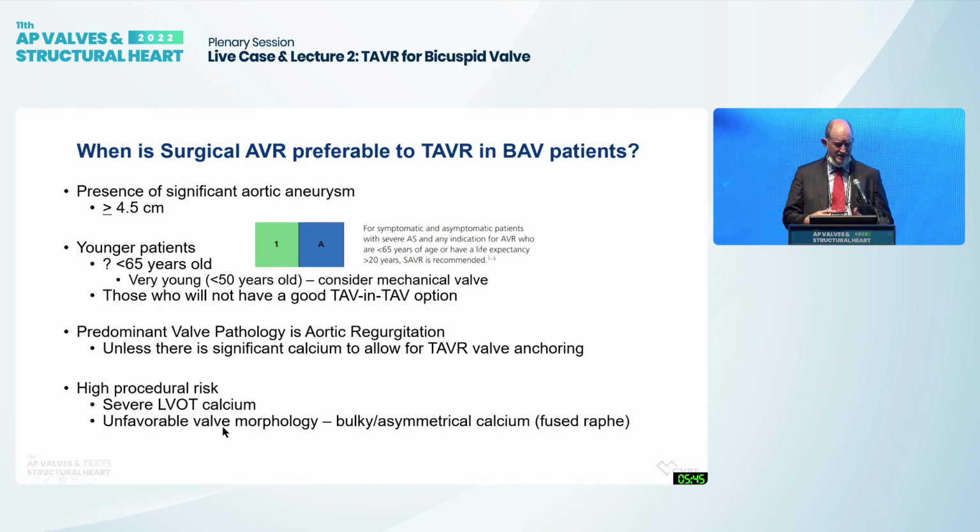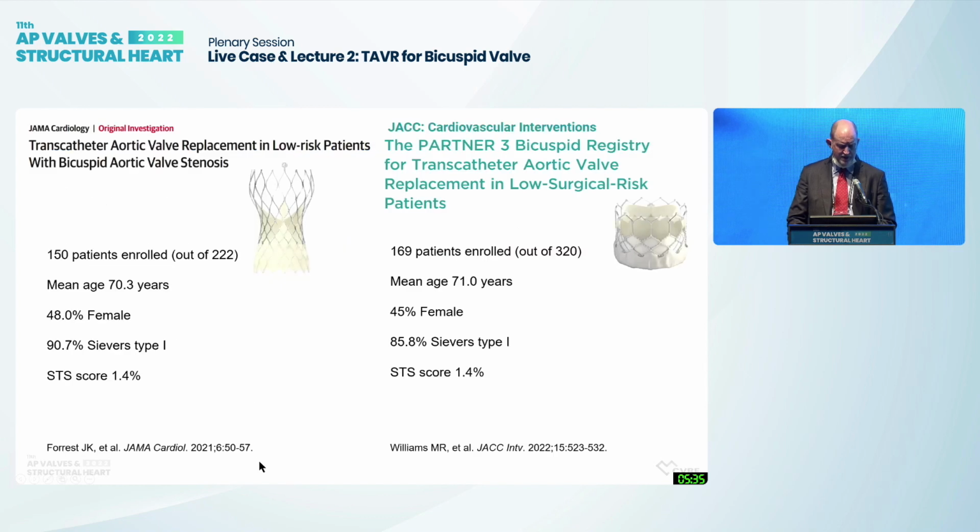And then there's that high procedural risk that Dr. Ahn was touching on. The severe LVOT or bulky asymmetrical leaflet or raphe calcification has to be considered before just running into a TAVR. These are two recent registries. These are not comparative, but they're informative. One looking at the self-expanding valve, the Evolut, and the other looking at SAPIEN 3.